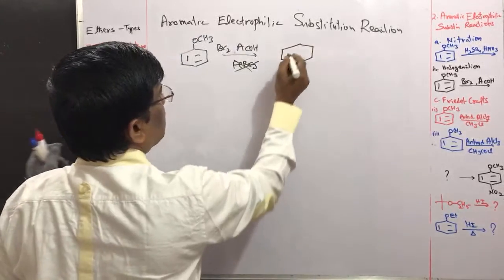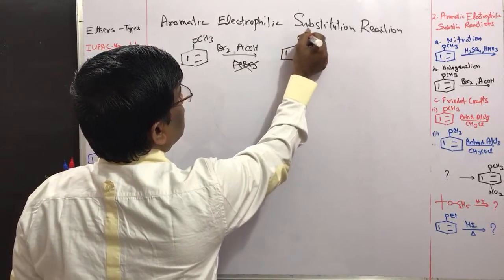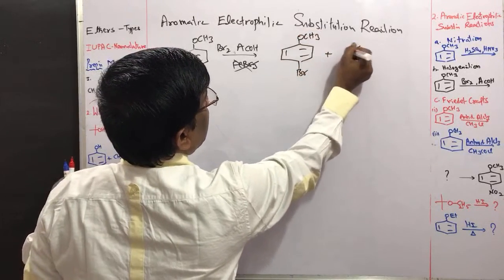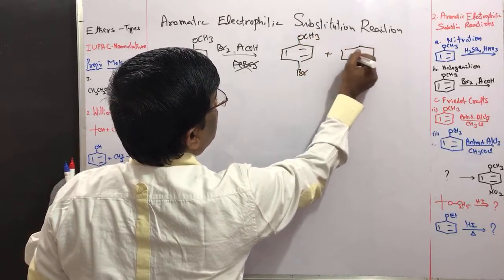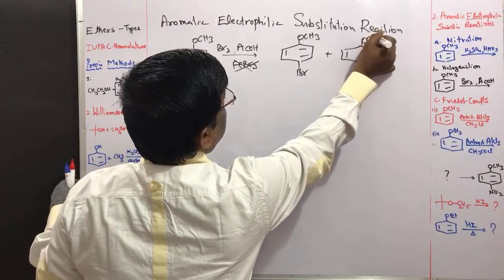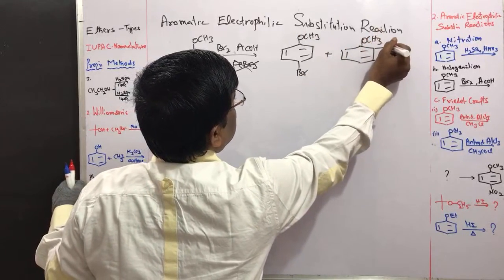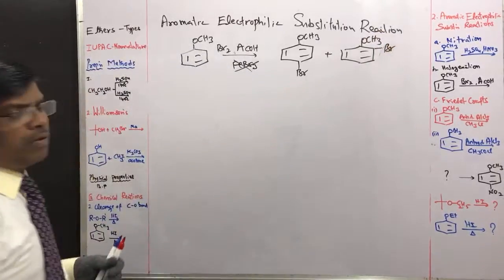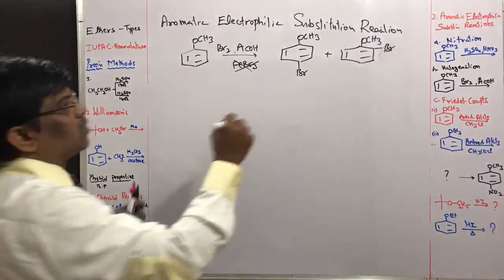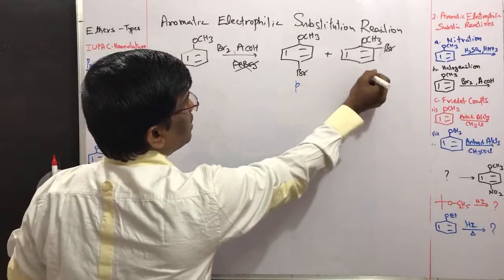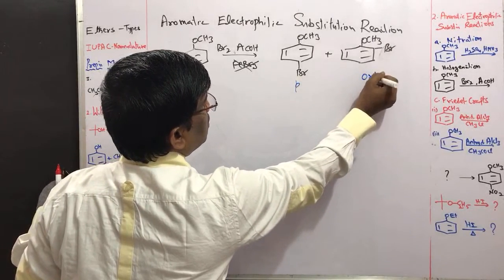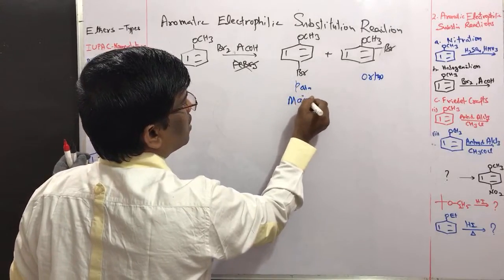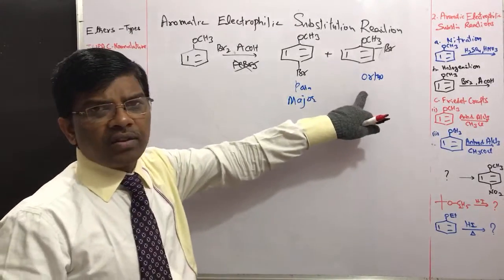Bromination is going to take place at the para bromo compound and ortho bromo compound. Which is major in this case? Same story. So the para is major. This is ortho. Para is the major product, whereas this ortho is minor.